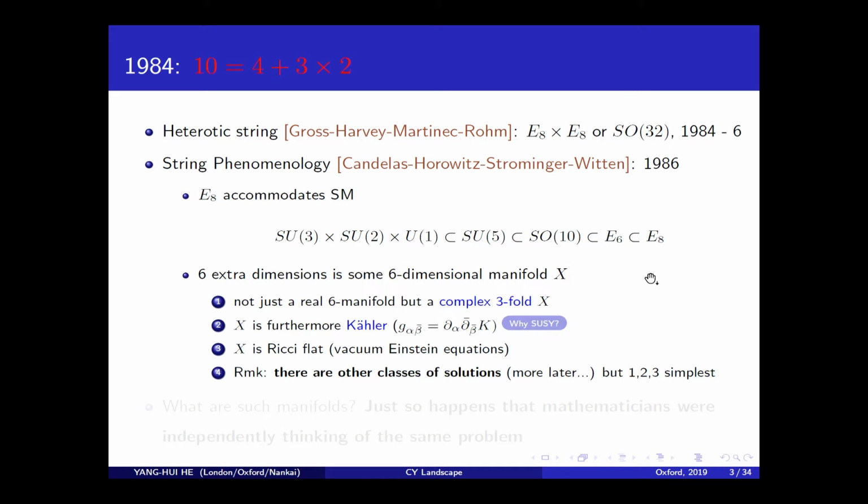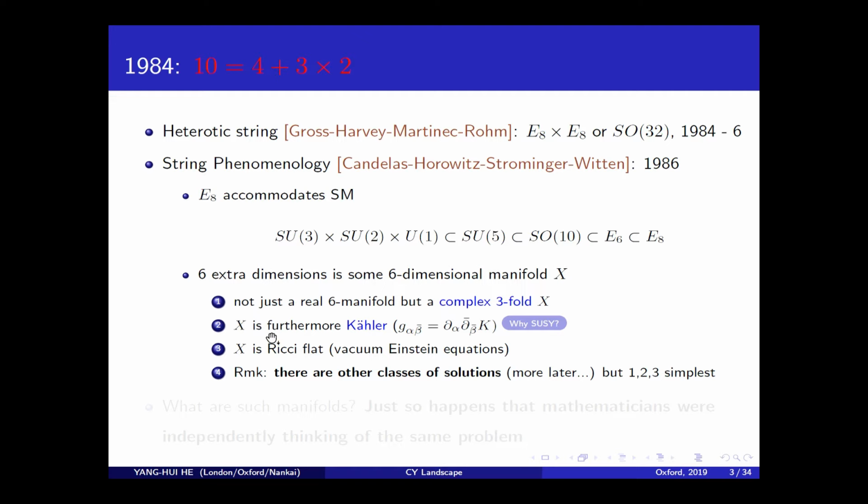But what is important for me is that the 6 extra dimensions were also found not to be an arbitrary manifold. They have to have certain geometrical properties. So you can't just randomly compactify on 6-dimensional manifolds. It turns out that this is not just any real 6-dimensional manifold, but a complex threefold. It is further Kähler, it is further Ricci flat, and there are many classes of solutions. But these 3 conditions are the simplest ones.